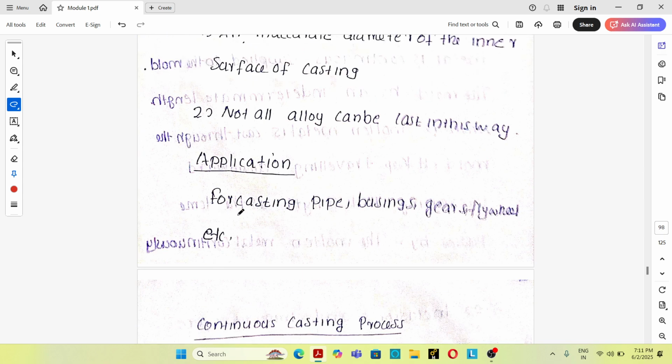So what are the applications? We use the centrifugal casting process for casting pipes, bushings, gears, flywheels, etc.